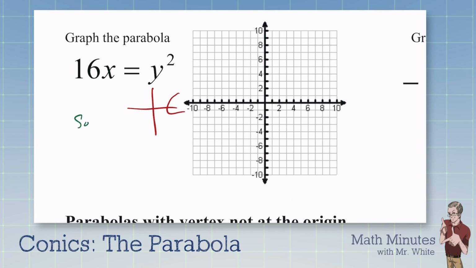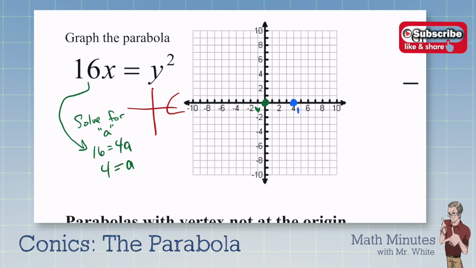Now, we need to solve for A. Here's how we do this: we take the 16 and we just set it equal to 4a. So therefore, A is 4. Okay, so our vertex here is at 0, 0. That's going to change here in a moment, don't worry. Our vertex is at 0, 0. And the focus is to the right, 4. So here's the focus, because A was 4.